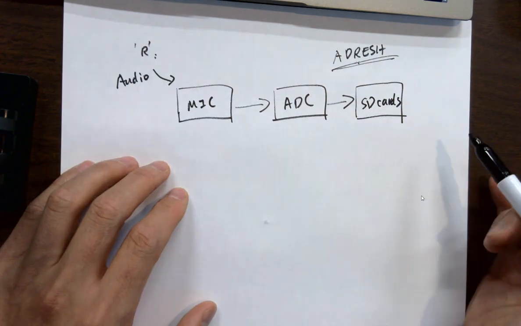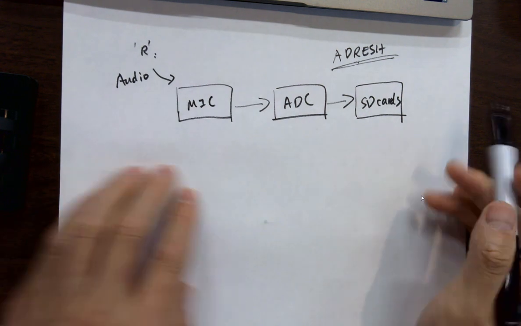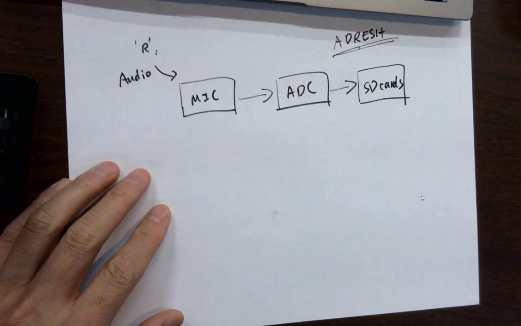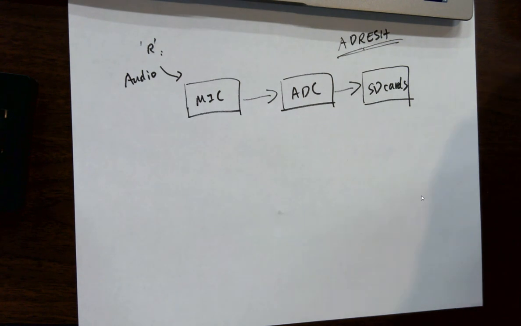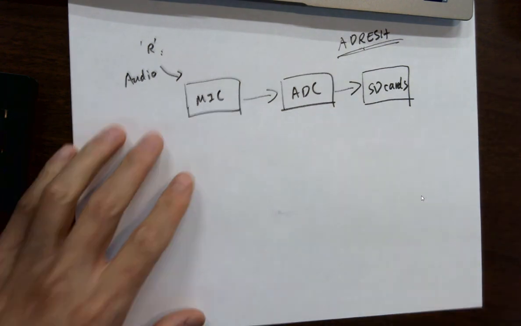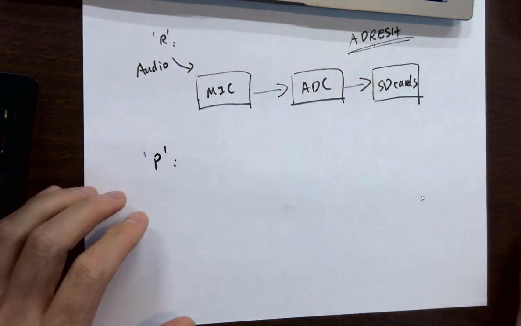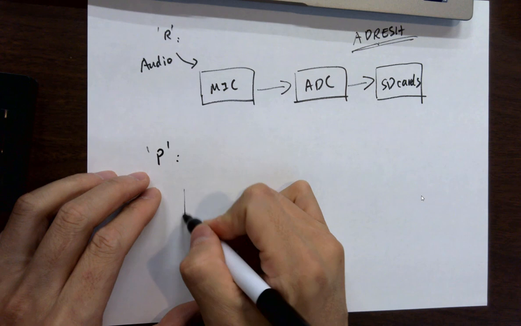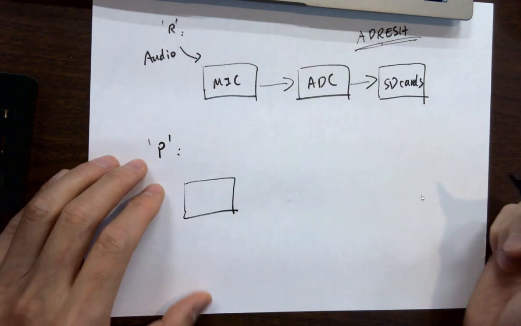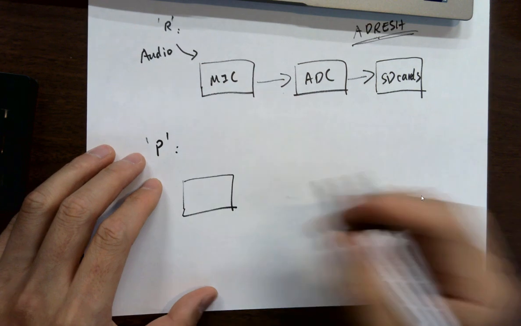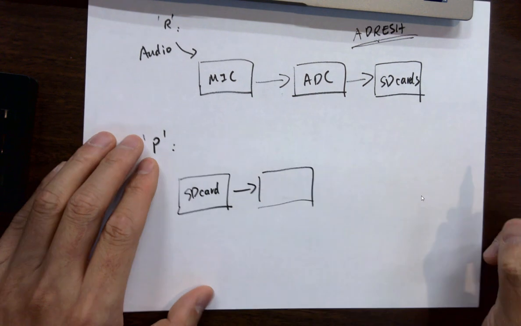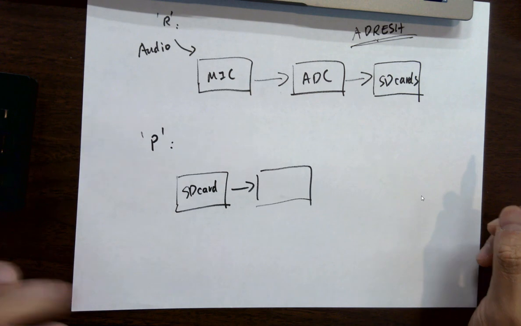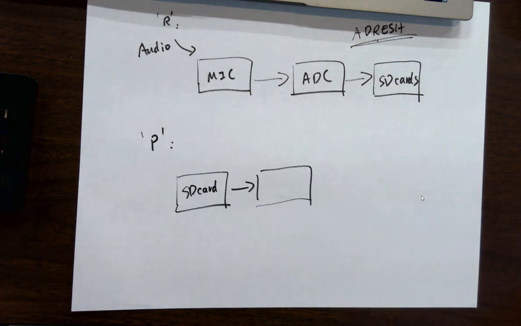So that's the workflow for the recording for the case R. If you press case R, this is what's happening. What about case? Which case? Case P, right? P is play. So we'll play. Where to start from? Where's the data? The SD card. Then where? So it comes from the SD card.